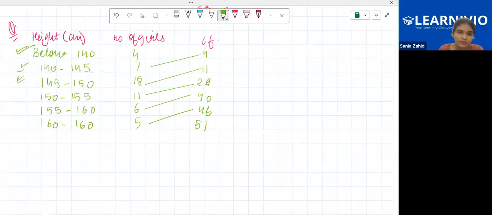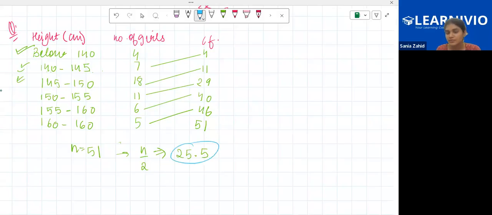What is the n value? n is 51. So what will be n by 2? 25.5. Right? Now tell me one thing. What will be our median class? If n by 2 is 25.5, then what will be the median class? Just try to find 25.5 in your cumulative frequency. 145 to 150. Yeah, this is your median class.